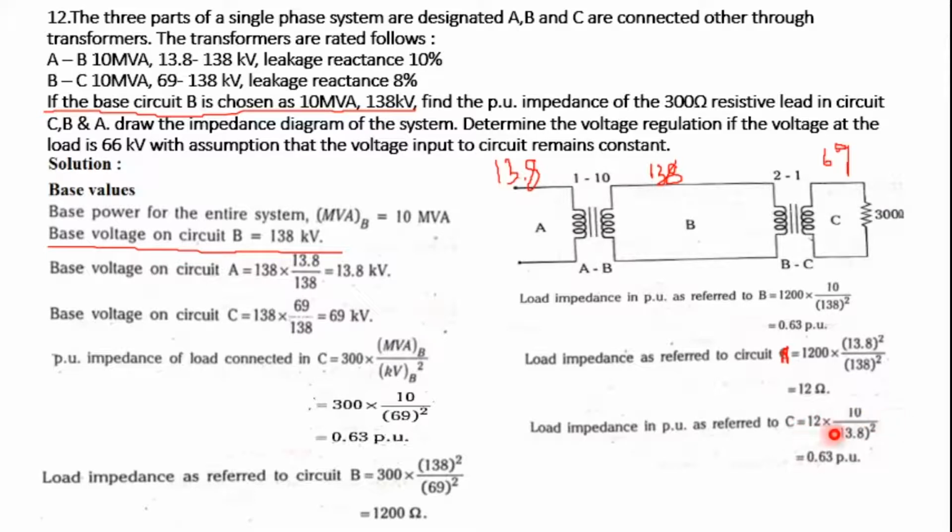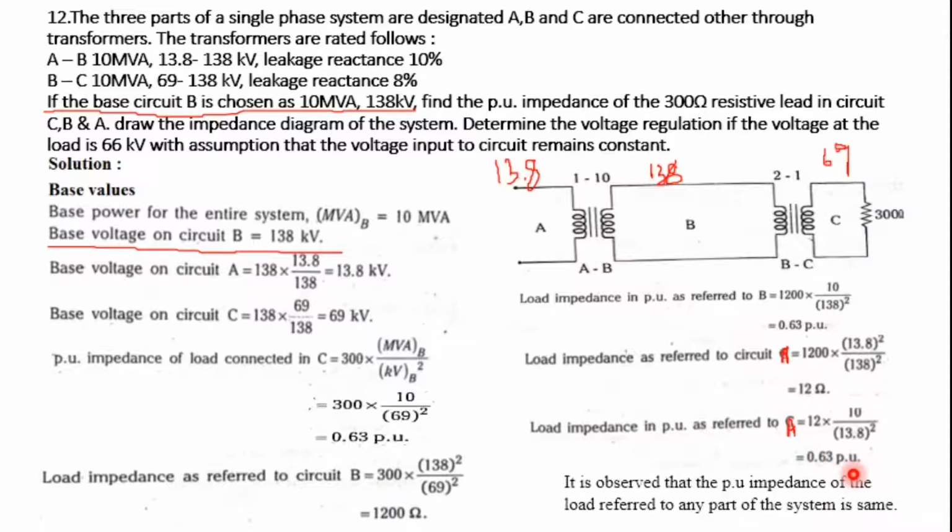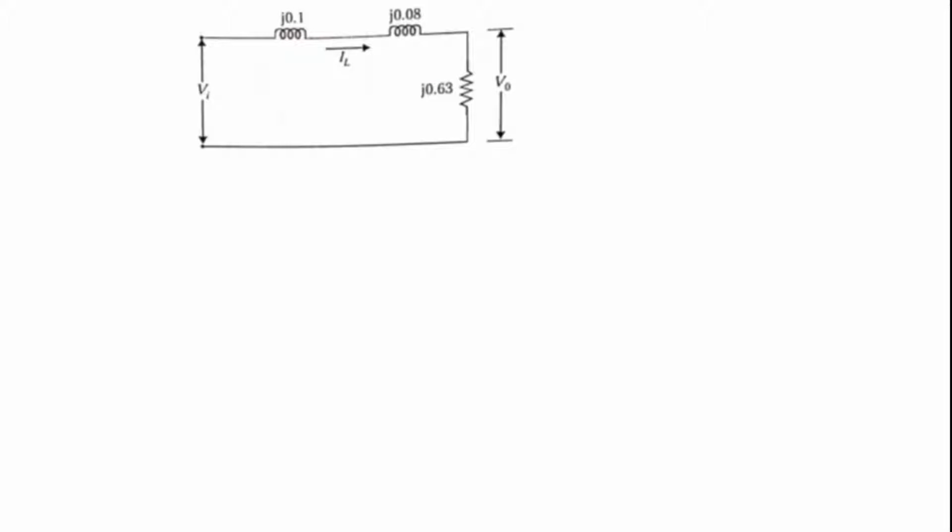Similarly, we have to convert this. Sorry, this is circuit A. So what did you get? 12 ohm. The MVA is 10, and the voltage across the primary is 13.8 kV. That is nothing but 0.63. So you can see that for circuits C, B, and A, this is 0.63 per unit value. So it is observed that the per unit impedance of the load referred to any part of the system is the same. Okay, so draw the diagram.